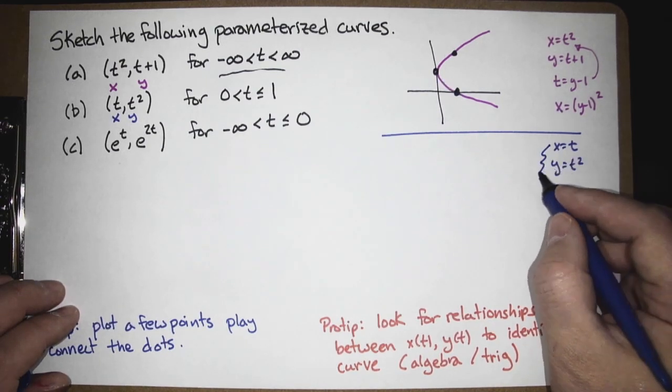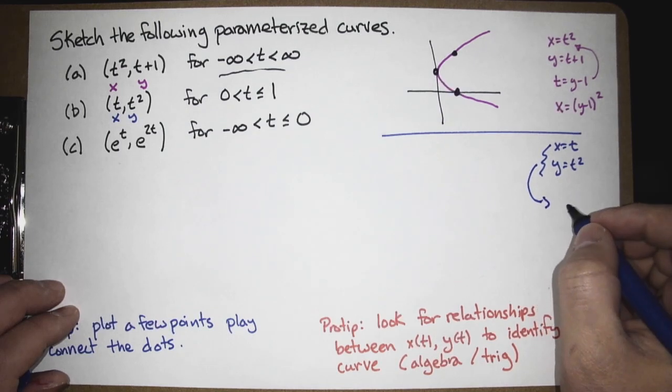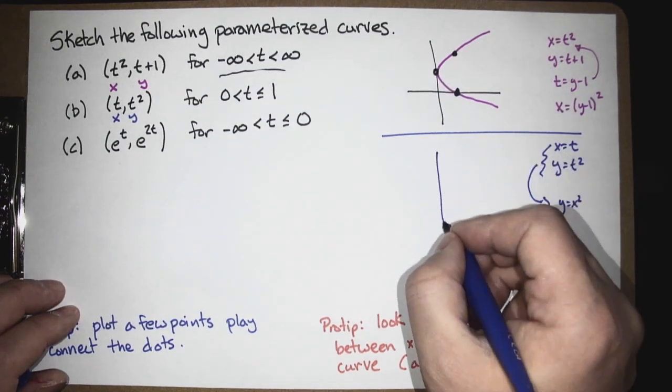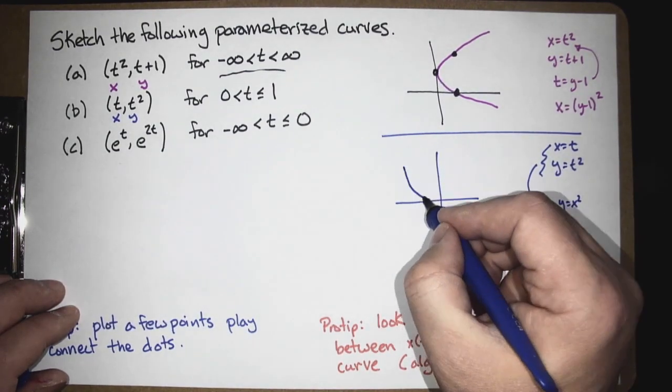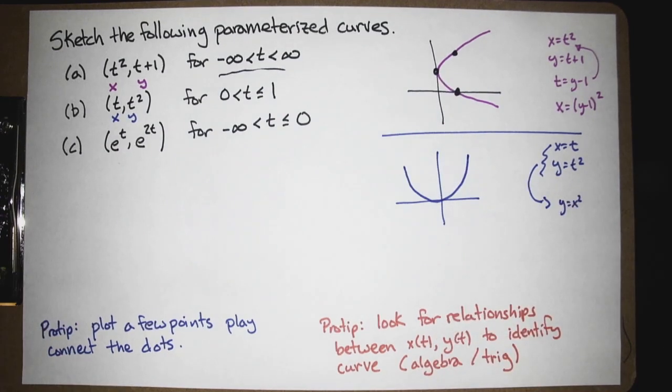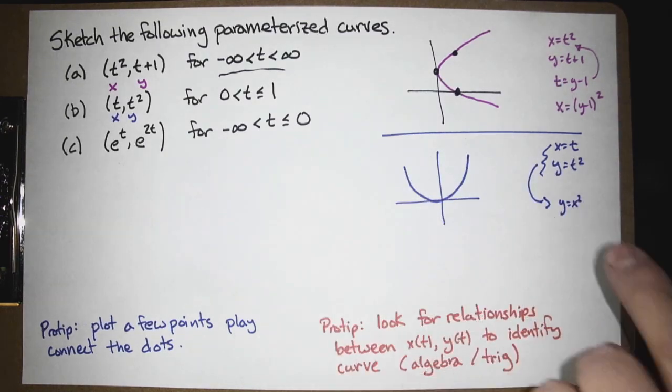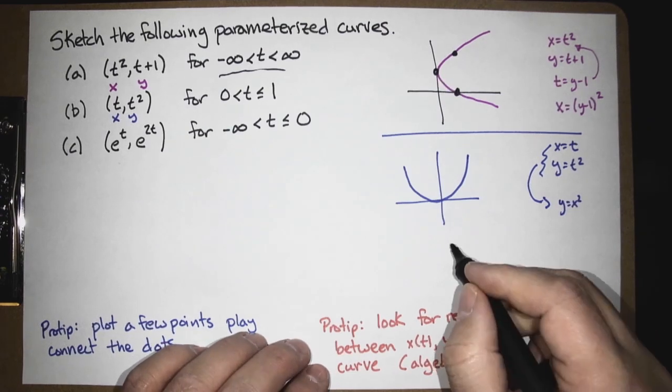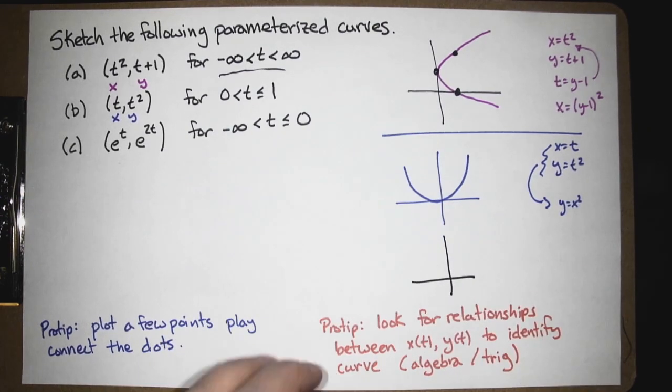What curve do we see? If we put these together, hide the t's away: y equals x squared. Okay, so that says, oh, I know, y equals x squared. It's a parabola. So is that our picture, and why not? It's true that y equals x squared has everything, but do we want everything? We have restrictions on t. Which parts do we want?